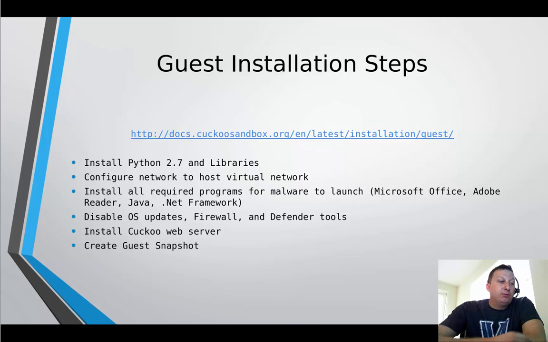And then this is very important. After all this is done, we want to create a guest snapshot. This snapshot is very important because if you launch a piece of malware, say it's ransomware, it encrypts all of your files. You don't want to have to get out of a VM now and make another one. So you make that snapshot.